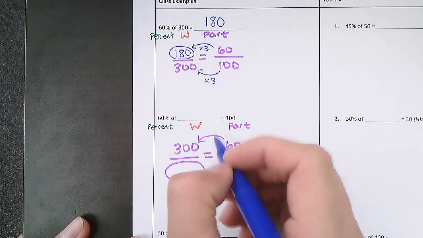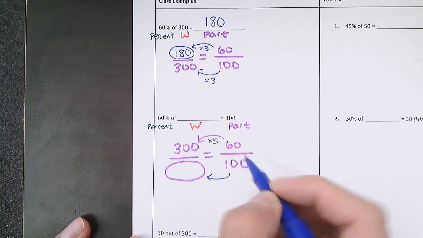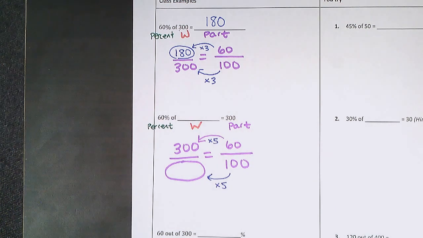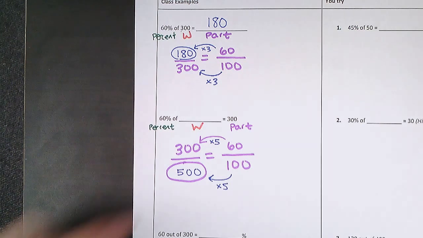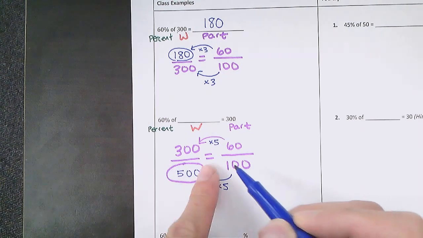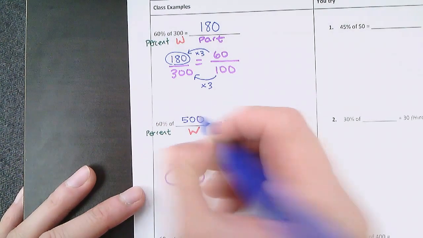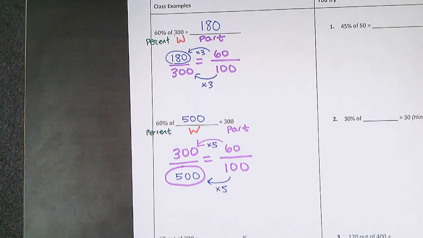It's going to be 60 times 5. And then, if I'm multiplying by 5 on the top, I also have to multiply by 5 on the bottom. I'll give you 1 second to fill that in. And 100 times 5 gives me 500. So I know that 300 out of 500 is equal to 60%. So in other words, 60% of 500 is equal to 300. All right, got that one down.